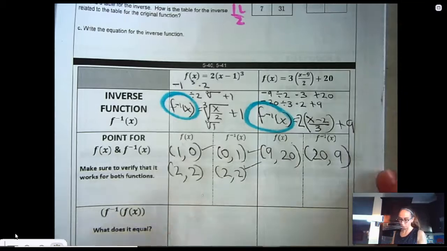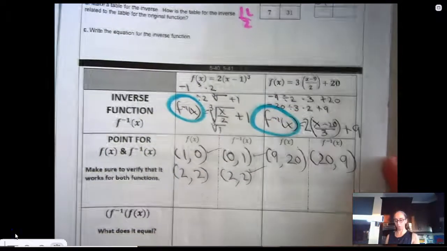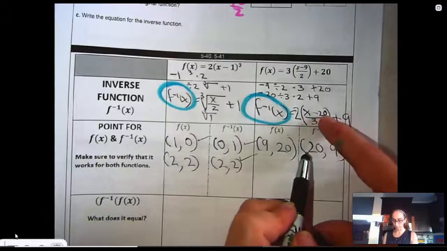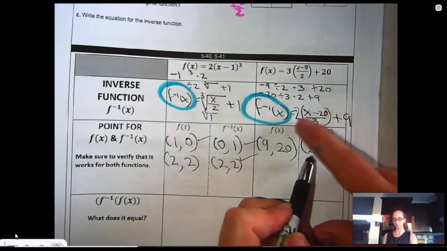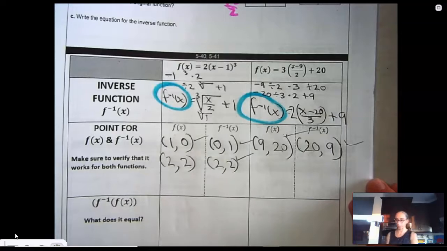Times 2 is 12. Oops, okay, hold on one second. Some of you probably saw my mistake. Subtract 20, not subtract 2. 20 minus 20 is 0. 0 divided by anything is 0, times anything is 0, plus 9 is 9. I'm amazing. Great to check.